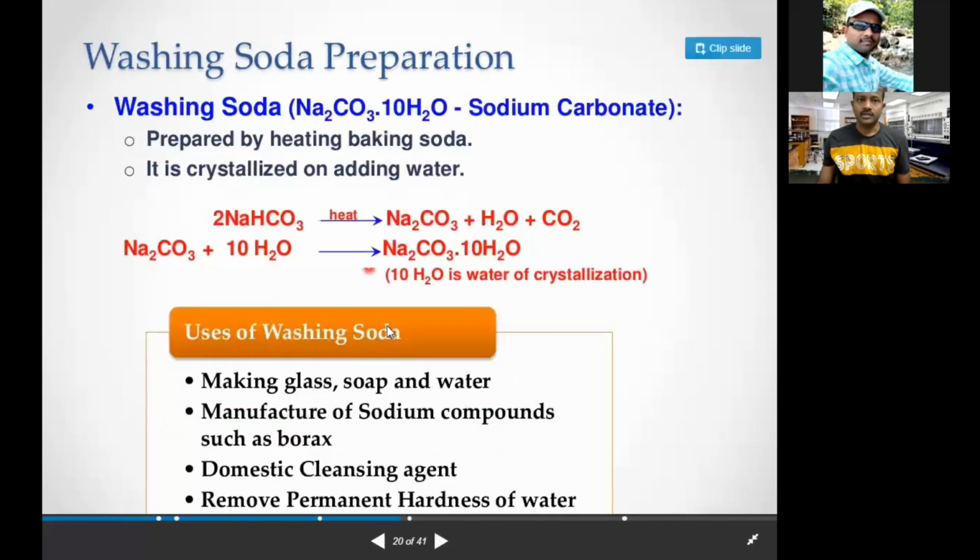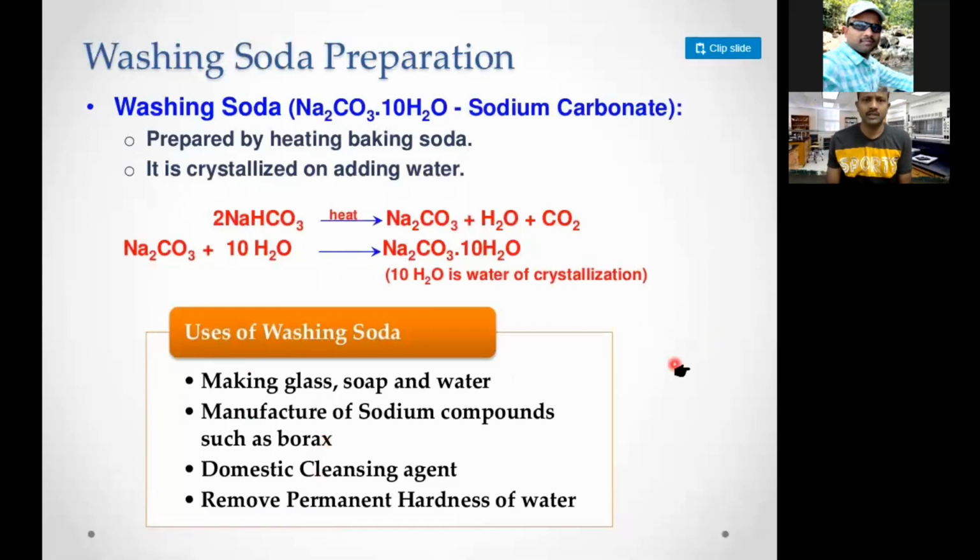Now you see washing soda preparation. How will you prepare the washing soda? Very important. When you heat sodium bicarbonate, the baking soda will become washing soda. You take one container, add some sodium bicarbonate salt in that container, and you heat it. Then what will happen?